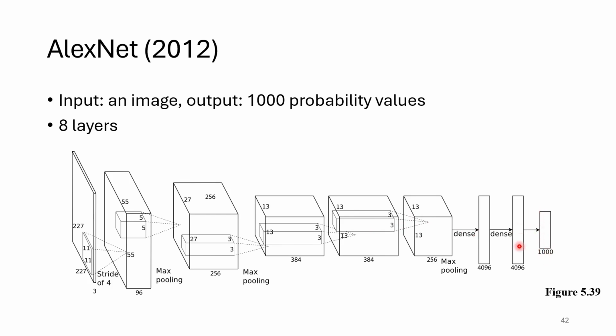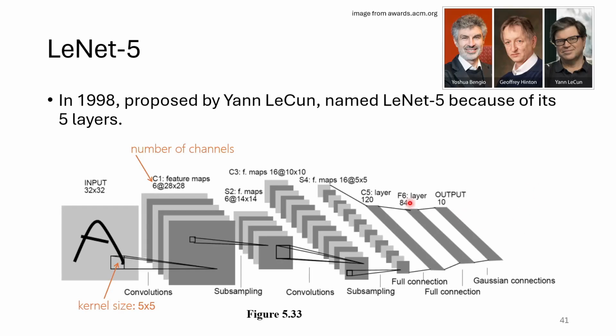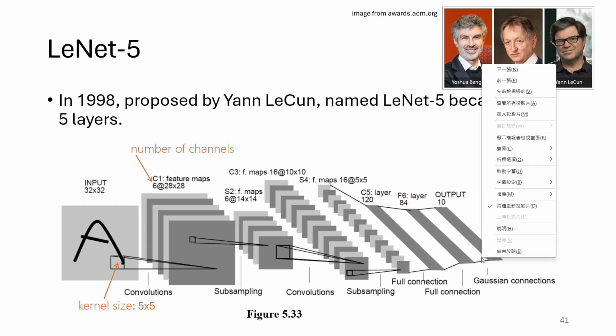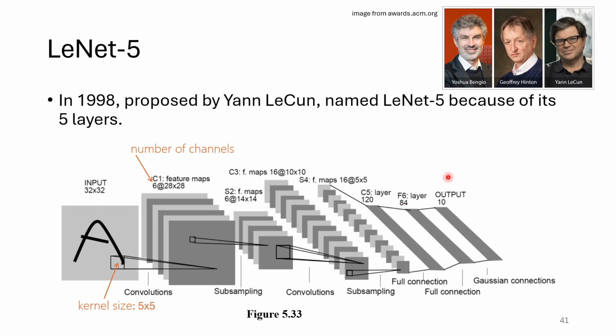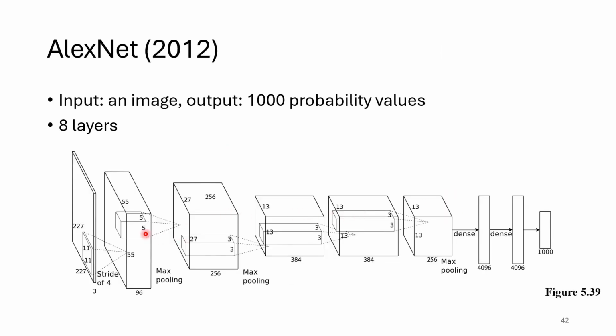And as you can see, the last 3 layers are what? This is fully connected, also called multi-layer perceptron. So it's totally the same as the last 3 layers of LeNet, multi-layer perceptron. And the first 5 layers are what? Convolution and subsampling. So that's all. They just added more layers in the beginning.